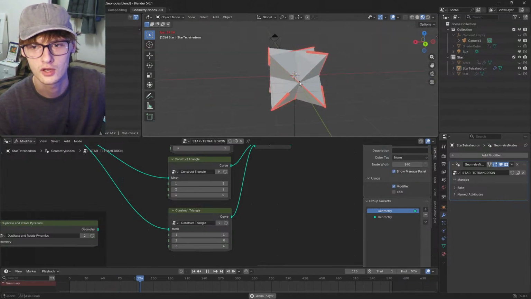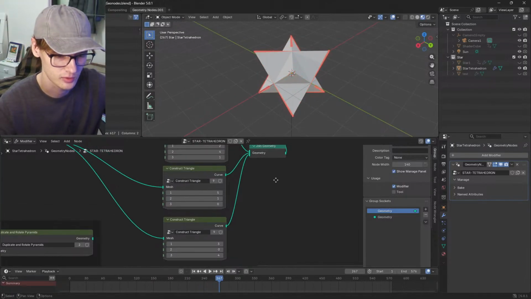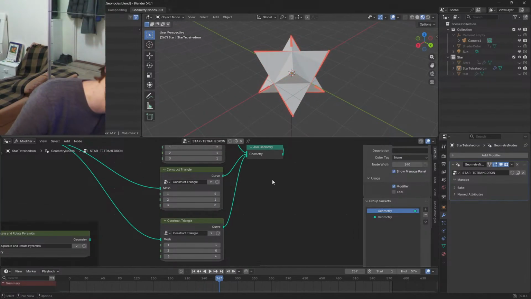Now we got to do the opposite angle, kind of replicating what I did, whatever the hell I just did with the small triangles.